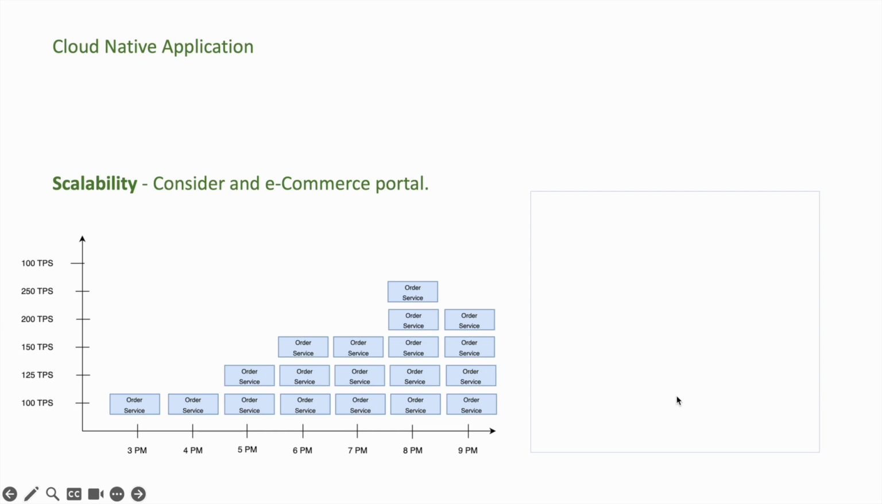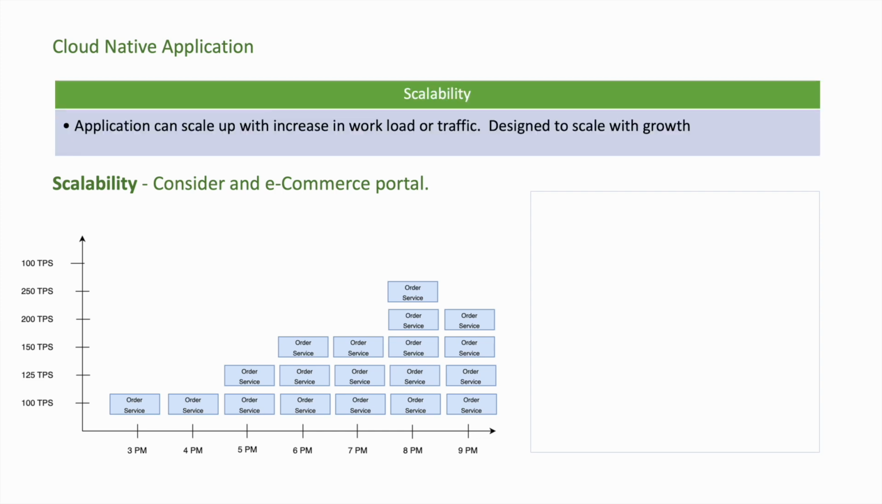So let's look at one of the important attributes of the cloud native application, which is scalability. We'll see how this works with the help of an example. Let's consider an e-commerce application. Again, I'm taking the same example of an e-commerce application. Now the application can scale up with an increase in the workload or the traffic. It is designed to scale with the business growth.